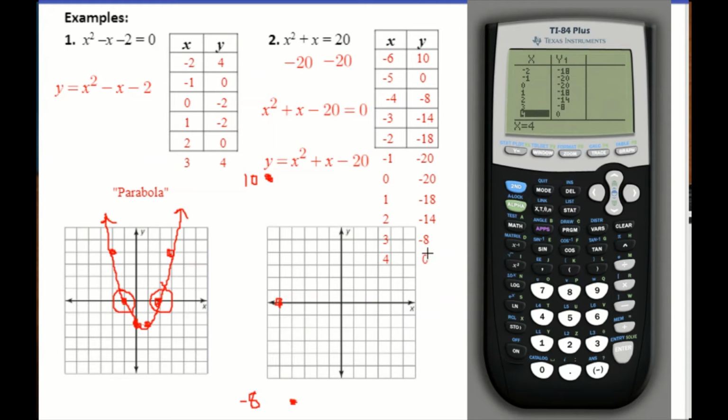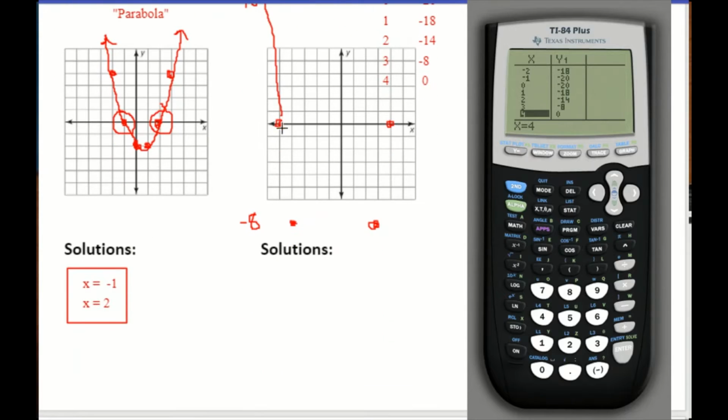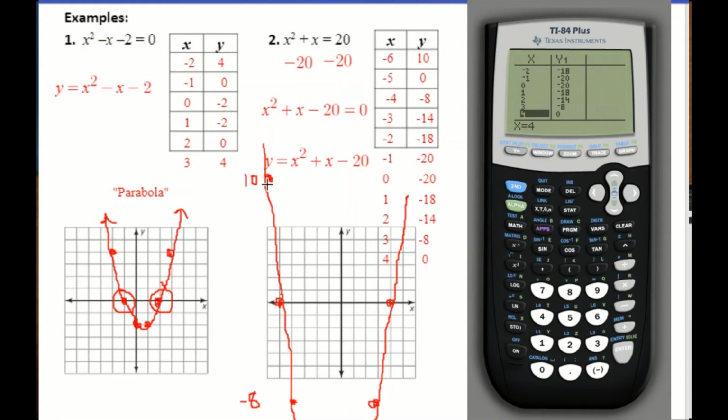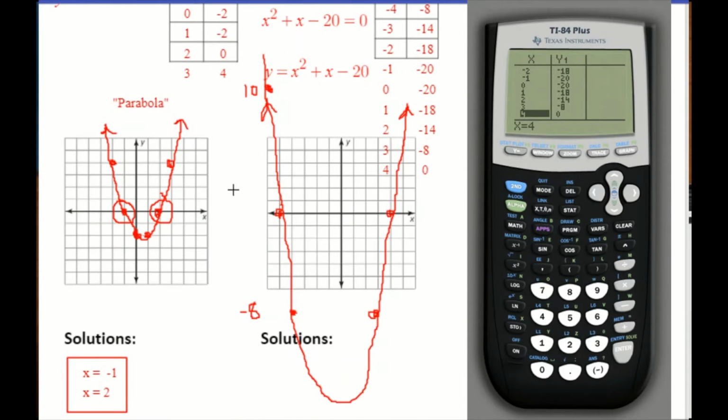So we've got 3, -8. Apologize for that. And then 4, 0. And then it is going to go back up here. So really the parabola is going to do, let me just scroll down, it's going to go down and then go way down and then come back up. Now, we don't need to graph all of that, but it doesn't hurt to get a good idea of what's going on with the graph.